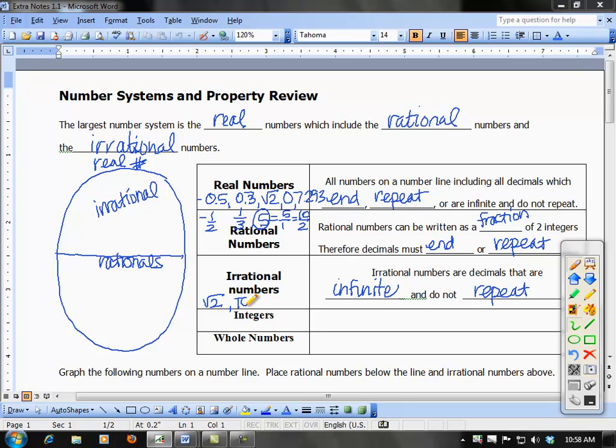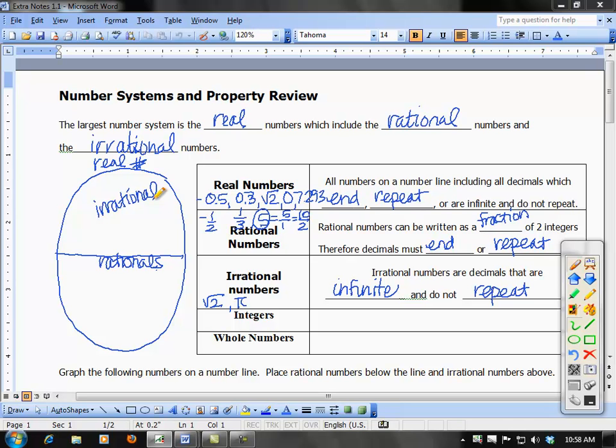Pi is another irrational number that you know of, because again, it's 3.14 and so on, right? And you know that that decimal does not end. And so this is the idea as you're going through. So you can break it up into rationals that end or irrationals that don't end. Okay? Now, inside the rationals are what we call integers.